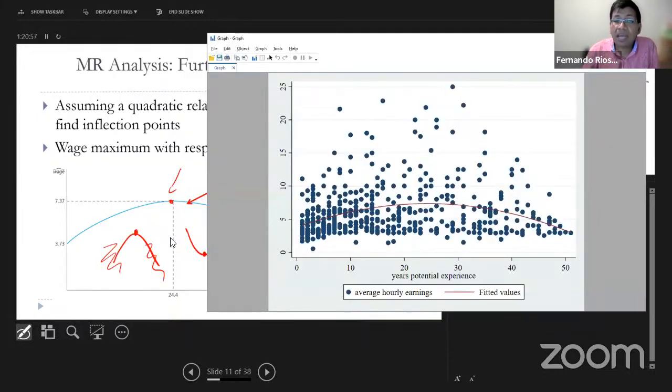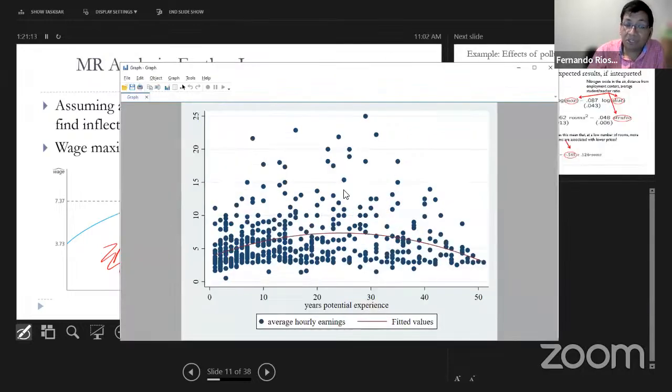If I go to the scatter plot that I generated before, the inflection point falls around here. So at least 50% of the population, at least that's what it looks like, has more than 24.4 years of experience. Therefore, finding this inflection point must be important or might be important for the analysis of this data.